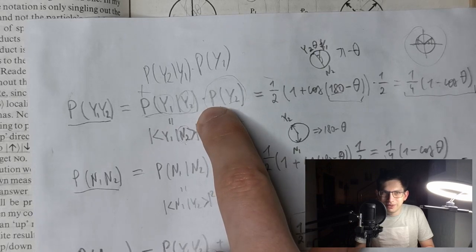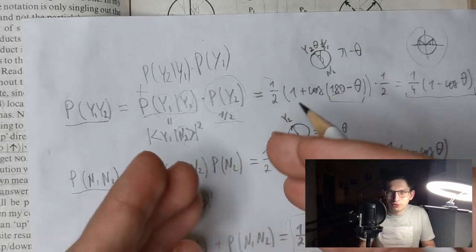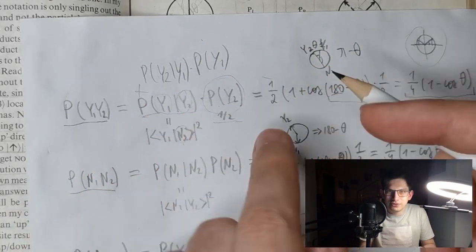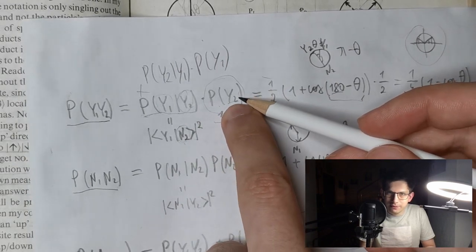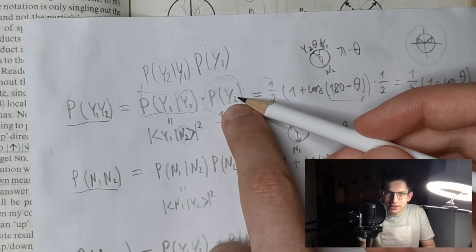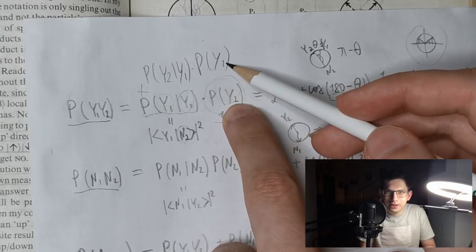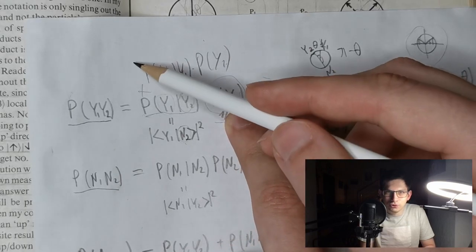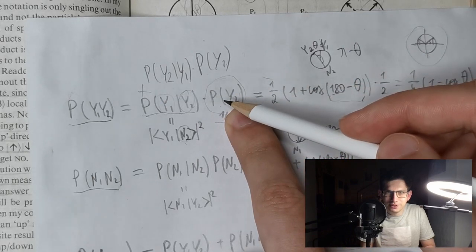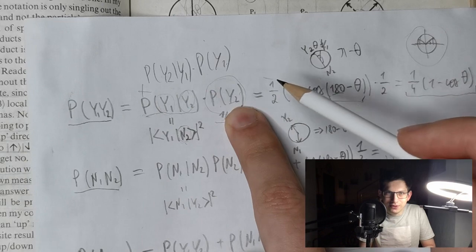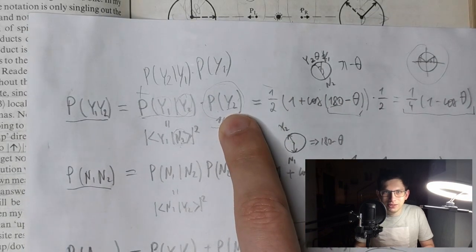Because the total probability law probably says we should consider two cases, right? When we have yes on the second detector, or we have yes at the first detector. I mean, we should sum up the probabilities here. But for some reason, I haven't done that. So the question is why?